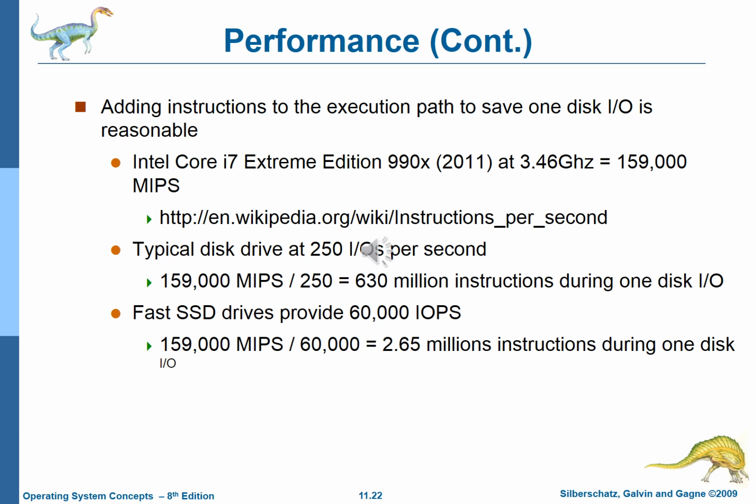Like in this example, suppose an Intel Core i7 processor is used at 3.46 GHz, then on average 630 million instructions are performed during one disk input output in case of a hard disk, and 2.65 million instructions are performed during one disk input output in case of SSDs. So this means CPUs are significantly faster as compared to disks. So adding a few instructions is preferred if this addition is able to reduce one disk input output.